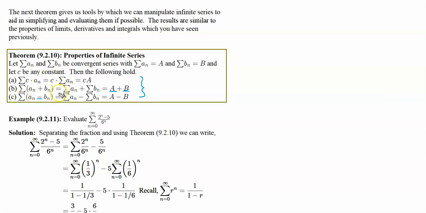Now these results shouldn't seem surprising, and you also notice that they mimic results that we have seen previously, like for limits. For example, the limit as x approaches c of f(x) plus or minus g(x) is the limit of the f plus or minus the limit of the g. So it mimics these results that we've seen previously, and in fact, using these results for limits is how you actually prove that these results hold.